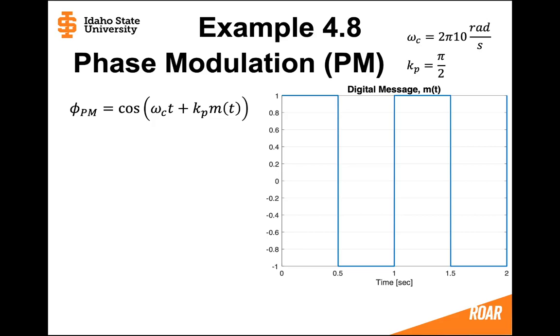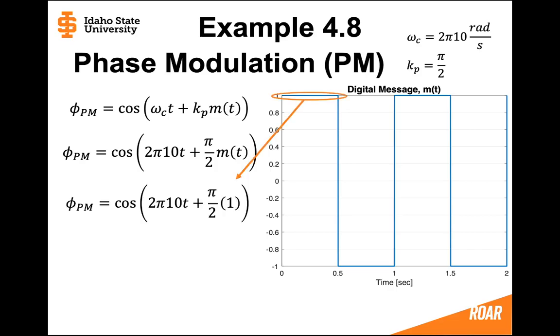So the phase modulated signal is going to be the cosine of the carrier frequency multiplied by time plus some modulating constant k_p times the message. Now that message, m of t, is going to be multiplied by that constant k_p, which is given as pi over half.